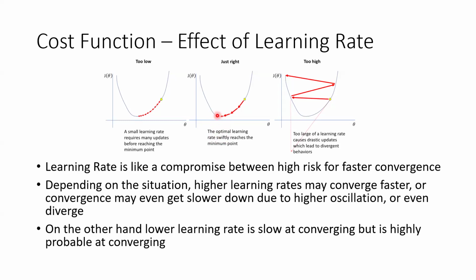In this case, what it has explained is how selecting the learning rate affects convergence, right? So this learning rate is actually a compromise between high risk and faster convergence. If you have a way to find the highest learning rate that can converge, this is the best one, right? But it is risky because it can diverge, right? This convergence happens due to oscillation, right?